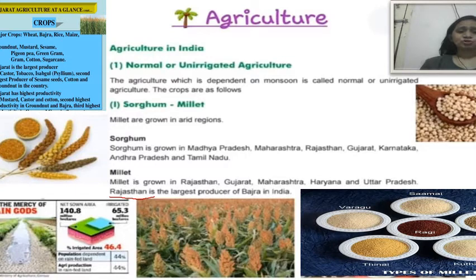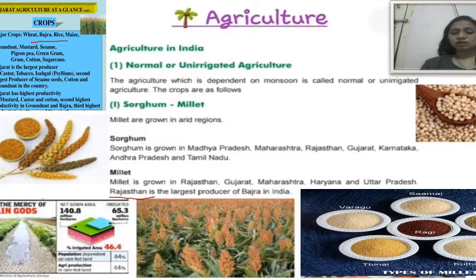Now the major crops are wheat, bajra, rice and maize. Okay, if you see the major crops of Gujarat, then it is wheat, bajra, rice and maize. And the other crops which are grown in Gujarat are mustard, sesame, pigeon pea, green gram, okay, cotton.